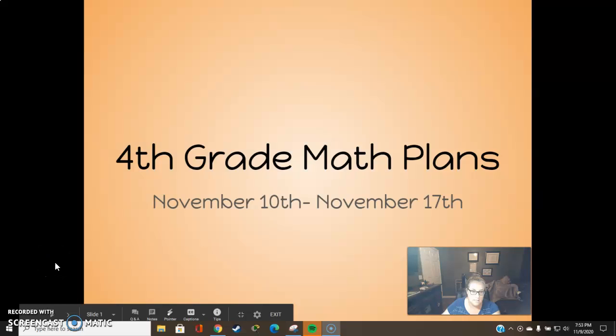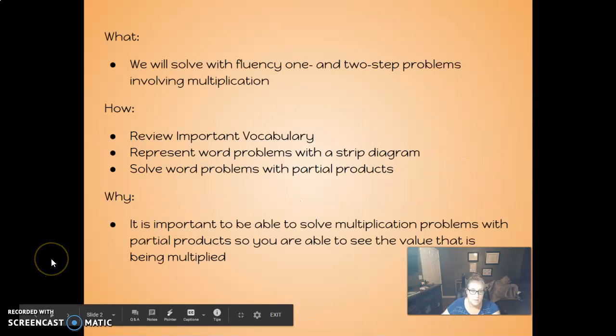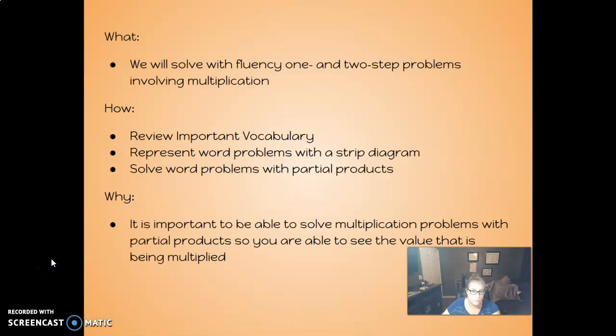So let's get started. Today we are going to solve with fluency 1- and 2-step problems involving multiplication. We're going to review important vocabulary. We're going to represent word problems with a strip diagram, and we're going to solve word problems with partial products. Why? Well, it's important for us to be able to solve multiplication problems with partial products so you're able to see the value that is being multiplied. So let's get started.